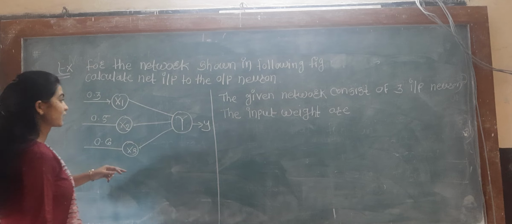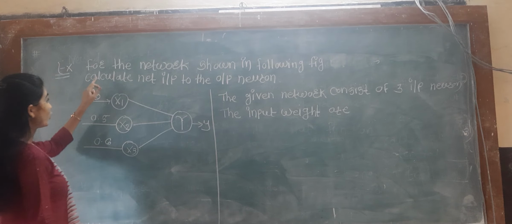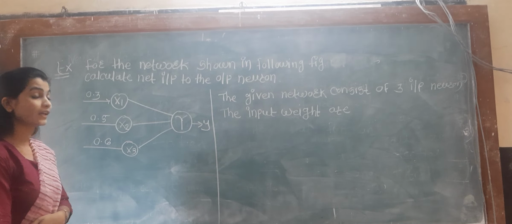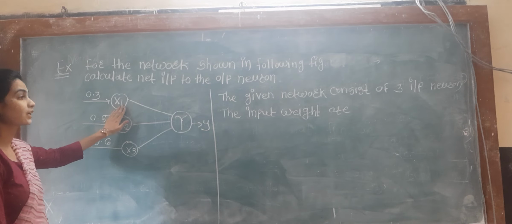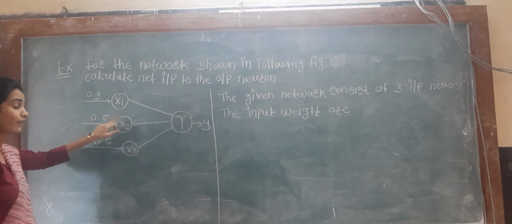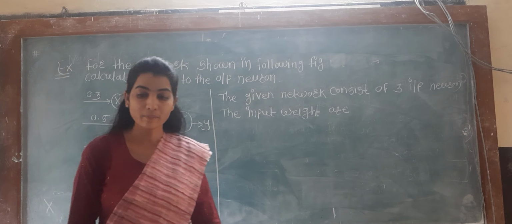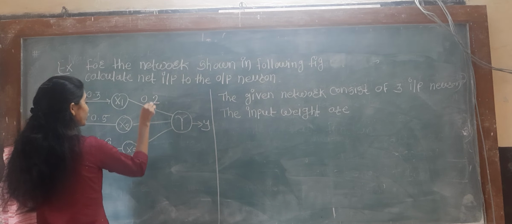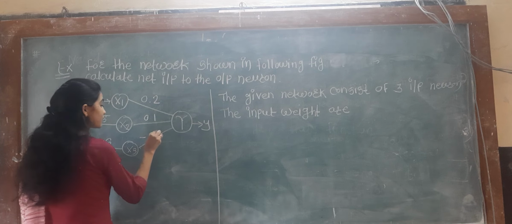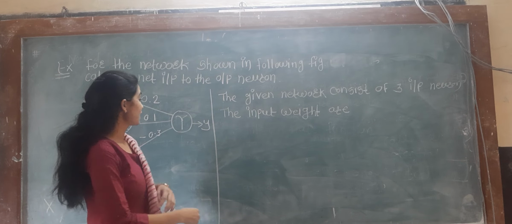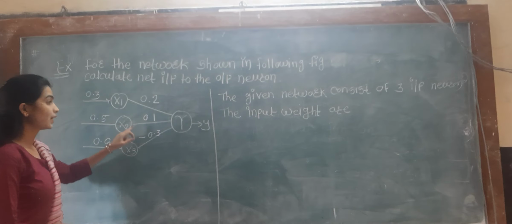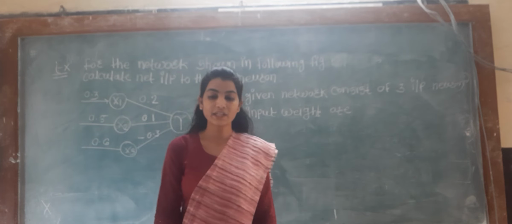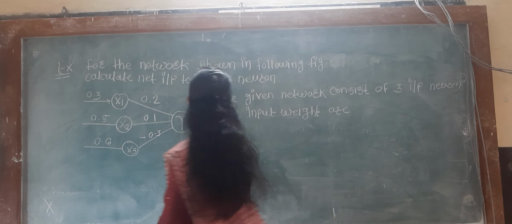The given network consists of three input neurons. For the network as shown in the following figure, calculate the net input and the output of the neurons. The given network consists of three input neurons and the weights associated are 0.2, 0.1 and minus 0.3. These are the three weights associated with the input neurons. Then the net input is calculated.